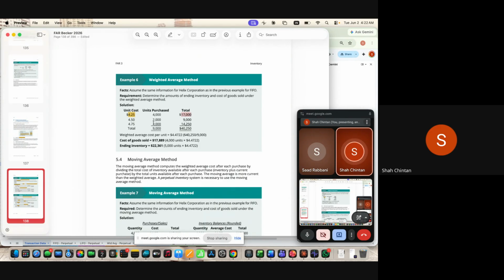Then you purchase 2,000 and 3,000 at respective 4.5 and 4.75. So you get 9,000 and 14,000 as your cost. So during the entire year, you purchase 9,000 units of the goods with $40,250 as a dollar value. So on an average, what is your cost? So we can say 40,250 divided by 9,000. So $4.47 becomes your weighted average cost per unit.